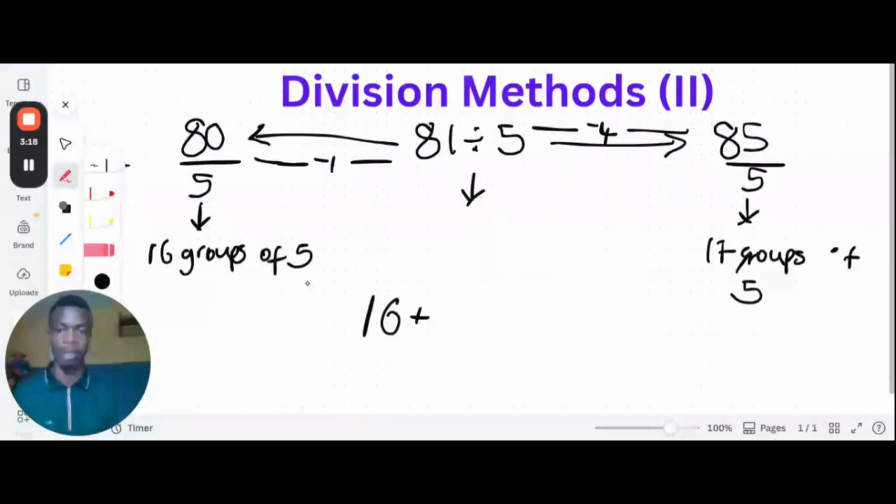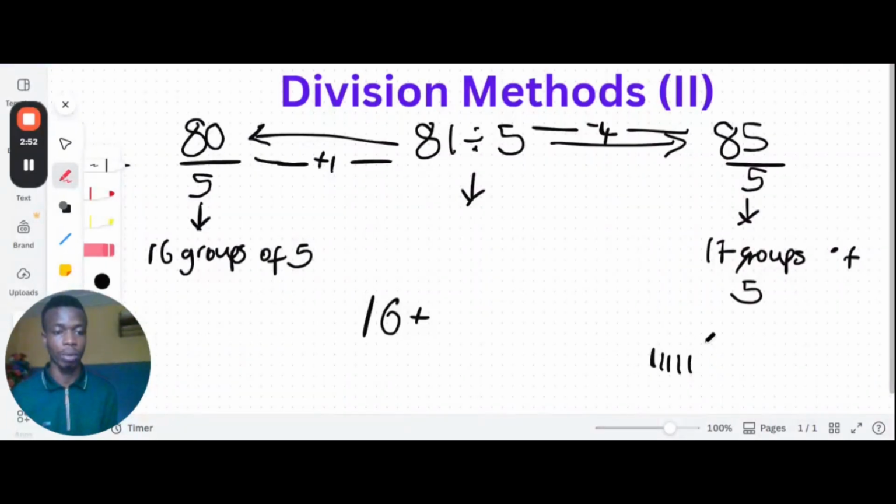16 groups is 80, 1 group is 5. 16 groups of 5 plus 1 group of 5 is going to be 17. And 80 plus 5 is going to be 85. But now you're saying 81 divided by 5. So you're not going to add 1 group of 5, because 1 group of 5 will be 5. But you're trying to add 1 from 80 to 81. So instead of adding 1 group of 5, you're going to add one part out of 1 group of 5.